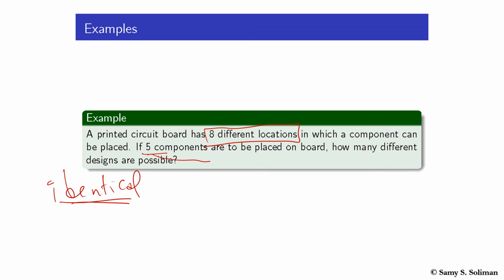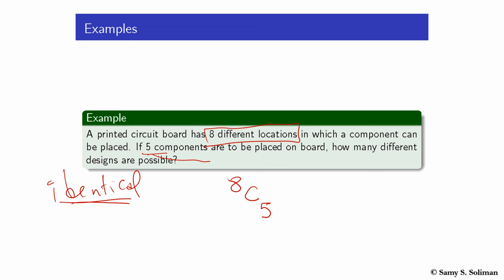30 students and 30 chairs, versus 5 students and 30 chairs, versus 5 teddy bears. So if the components are identical, then from those 8 locations we want to choose 5 of them, but the order doesn't matter. So we have 8 from which 5 are chosen in combination.